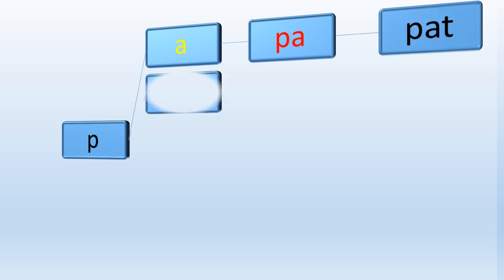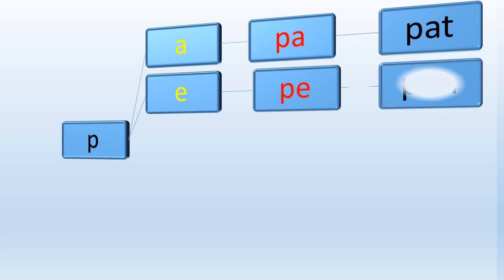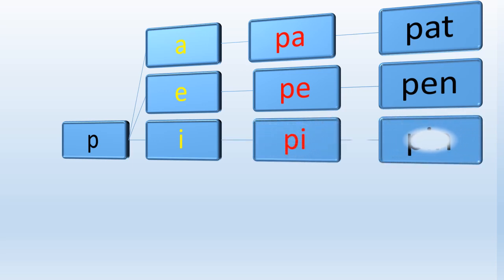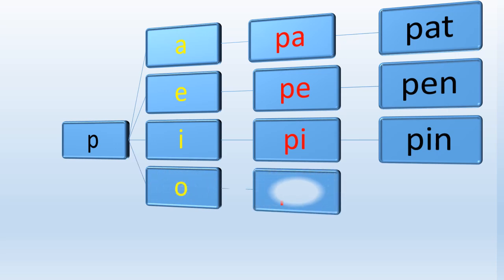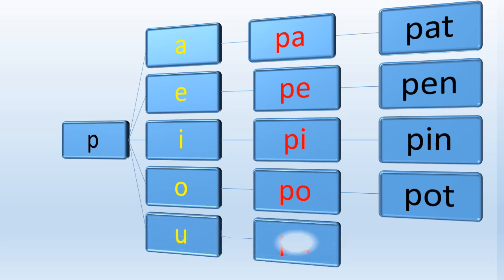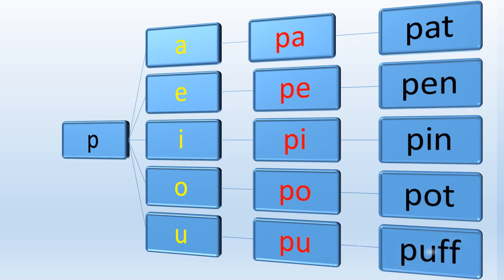The next letter is P. P, A, pa, as in pat. P, E, pe, as in pen. P, I, P, as in pin. P, O, po, as in pot. P, U, p, as in puff.